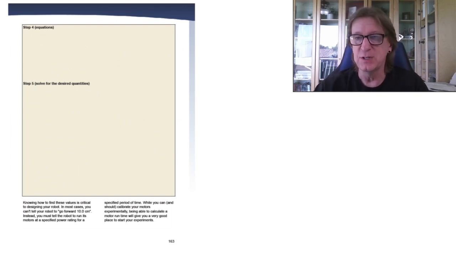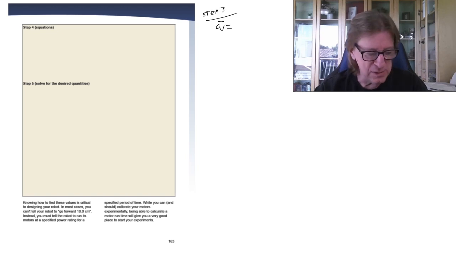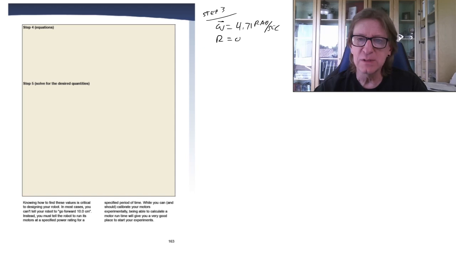And I'm going to keep my page up so that I can copy my notes down. So you can go back and forth between the 2 of them, but for our step 3, we had that omega was 4.71 radians per second. We had that r was 0.0200 meters. We know that delta x is 0.100 meters. And we did not know what delta t was, and we did not know what delta theta was.